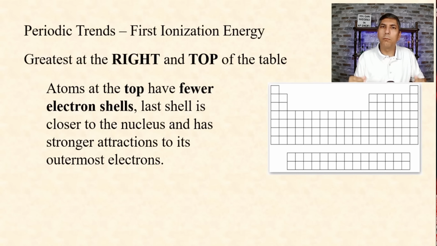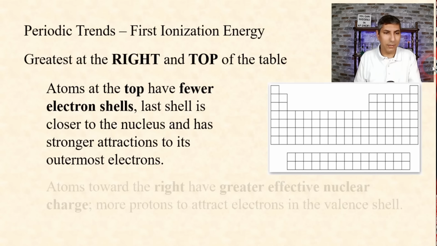And so it's going to require more energy to pull that last electron, since that last electron is closer to the nucleus and has that stronger attraction. On the other hand, the ones at the bottom of the table, you have more electron shells. And so that last electron is just farther away from the nucleus, and so it's not held in as tightly. The Coulombic attractions are weaker, and so it requires less energy to pull that last electron.